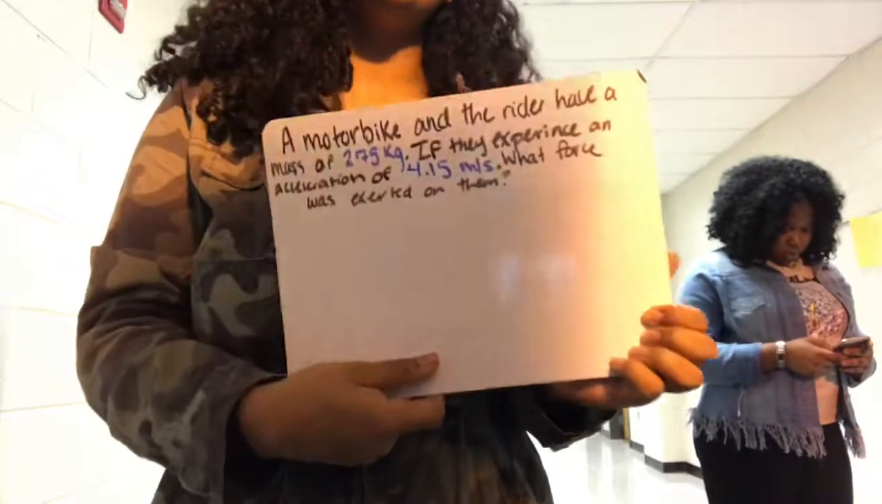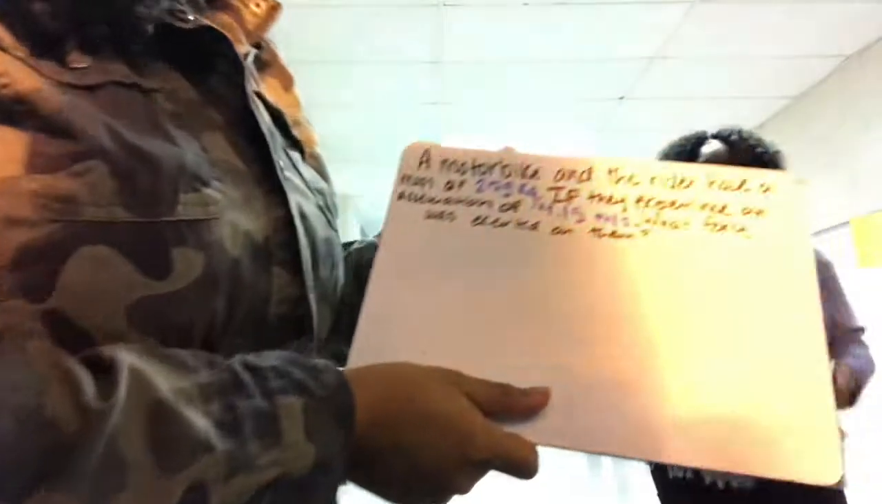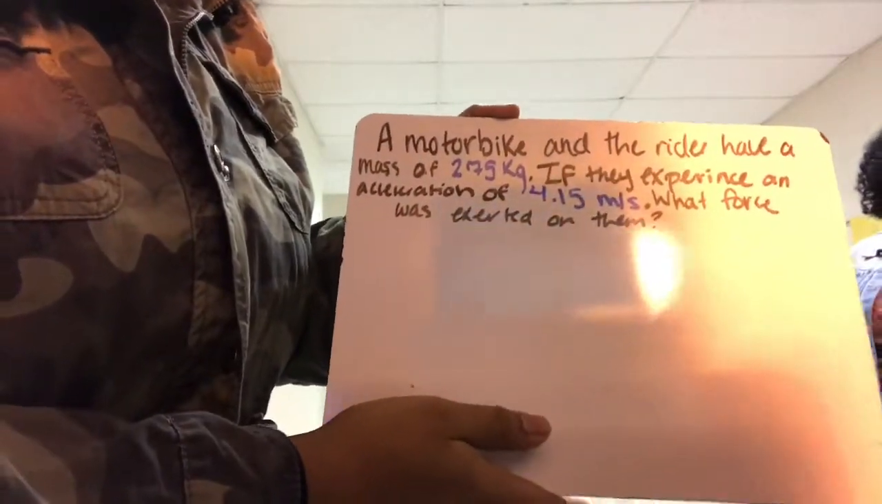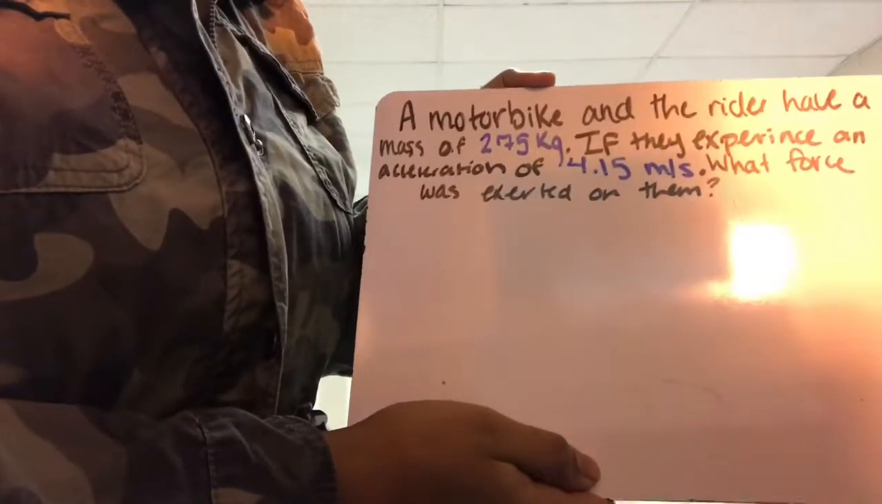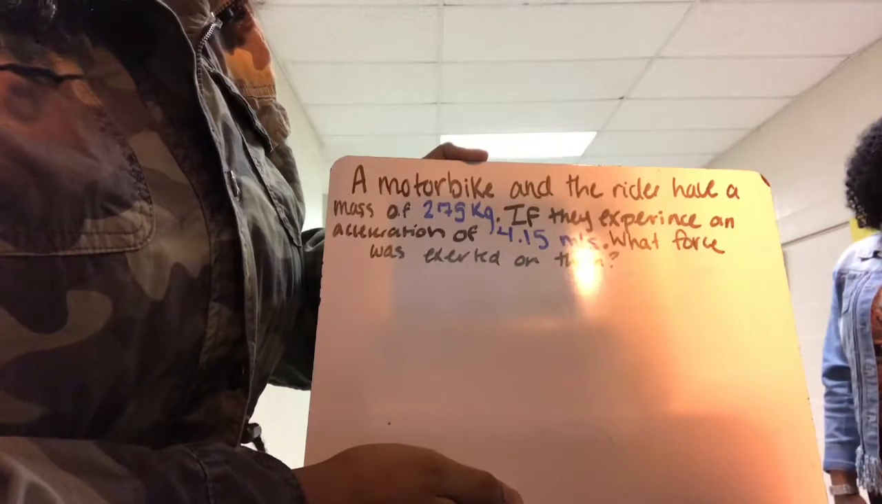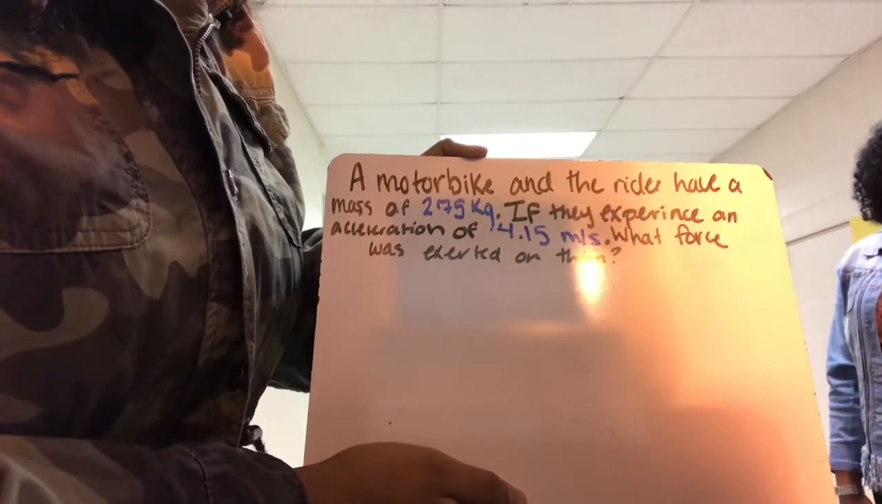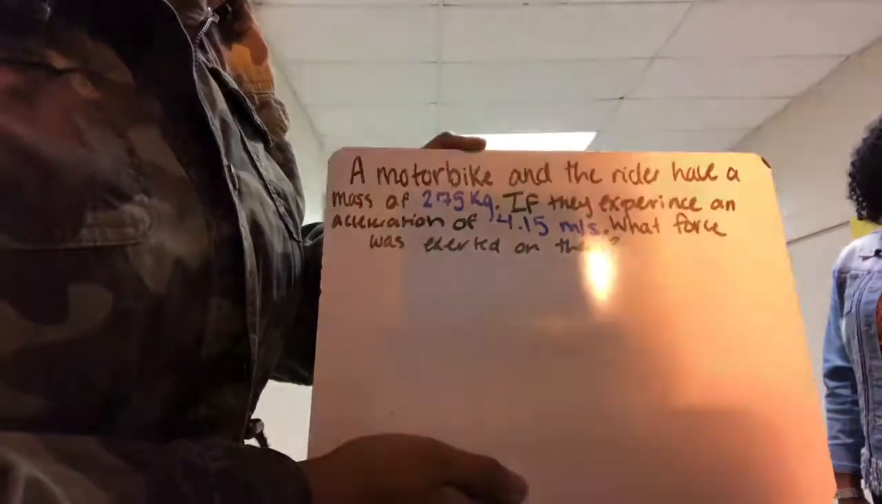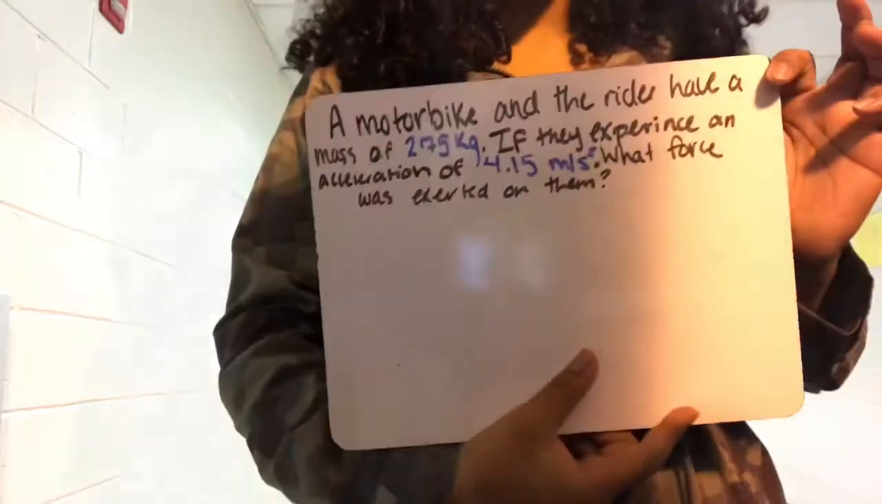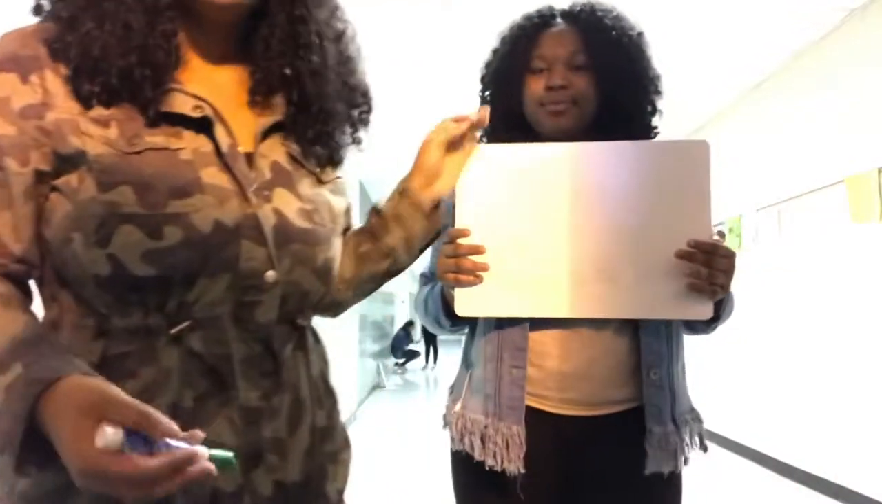Now we're going to do an example problem. The problem we have here says a motorbike and the rider have a mass of 275 kilograms. If they experience an acceleration of 4.15 meters per second squared, what force was exerted on them? To solve this, we're going to use the GUESS method. The first thing we're going to do is take our G, our givens.